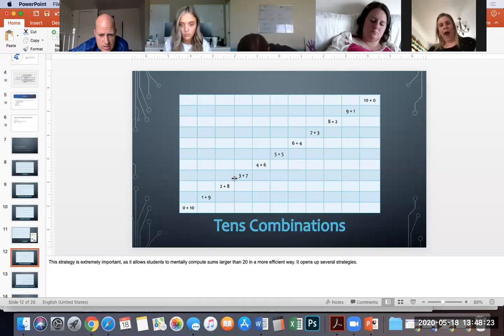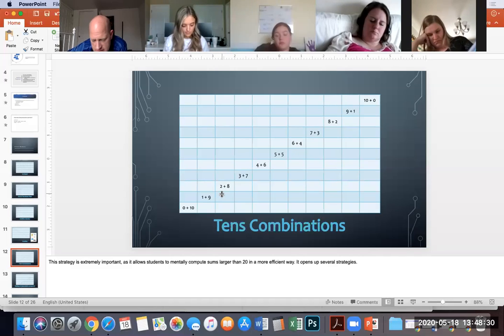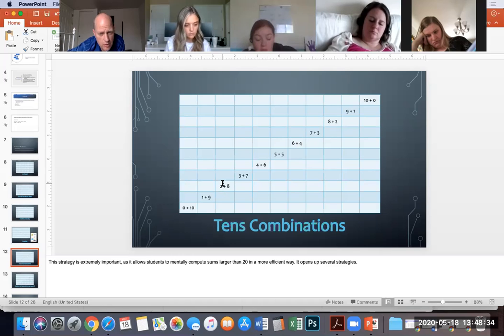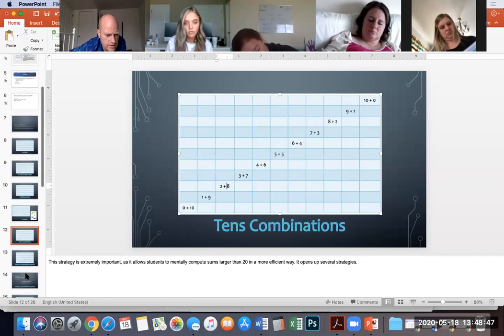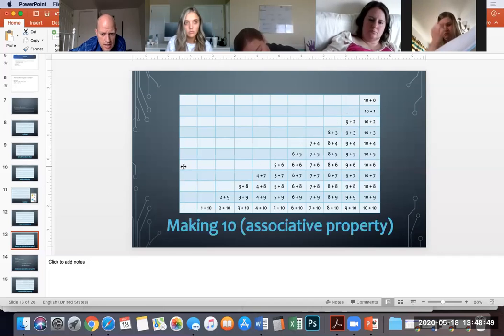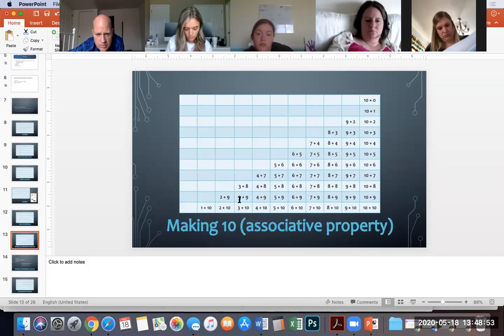Tens combinations. Okay, this is kind of the opposite angle as doubles, the opposite diagonal. And tens combinations can be used to start working on, because it's good to think about what makes the next 10 for mental math strategies. What number can I add to 2 to get to 10, for example? You add 8. Okay. We'll go over these in a little bit more detail. And then the associative property, making tens, we'll talk about this too.